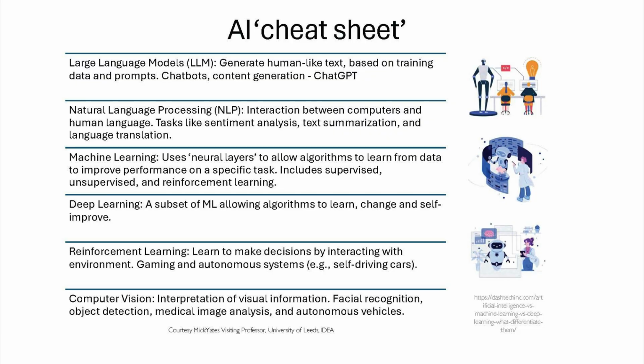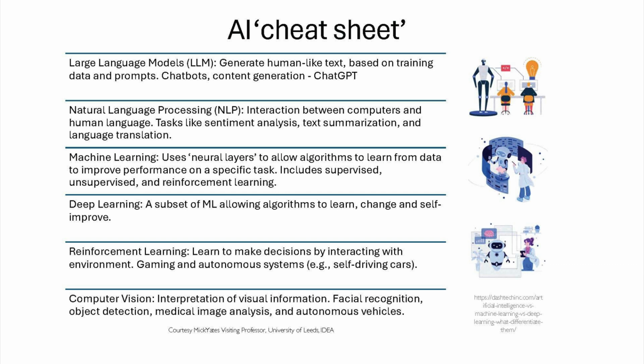So here's a cheat sheet for you. Lots of good things you can play with. Large language models generate human-like text based on training and data prompts. Pretty simple, pretty straightforward. Chatbots, content generation, ChatGPT is the obvious one. Natural language processing, NLP. It's between computers and human language. It's like sentiment analysis. You know, how much of this, how much of that. So you start to look for those numbers that you can then bias your algorithms with.